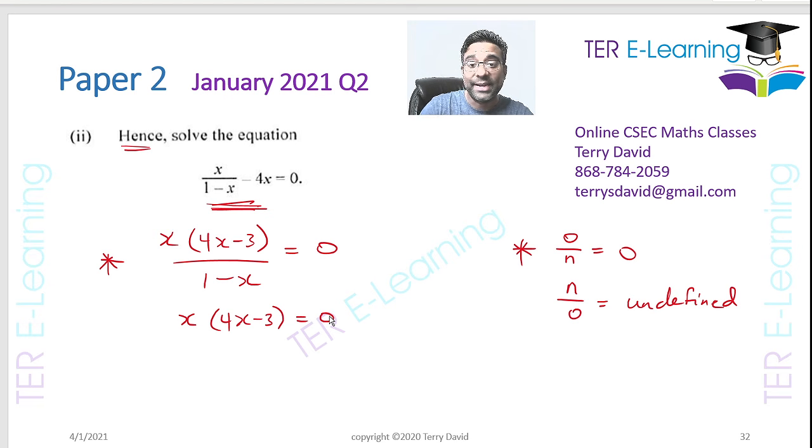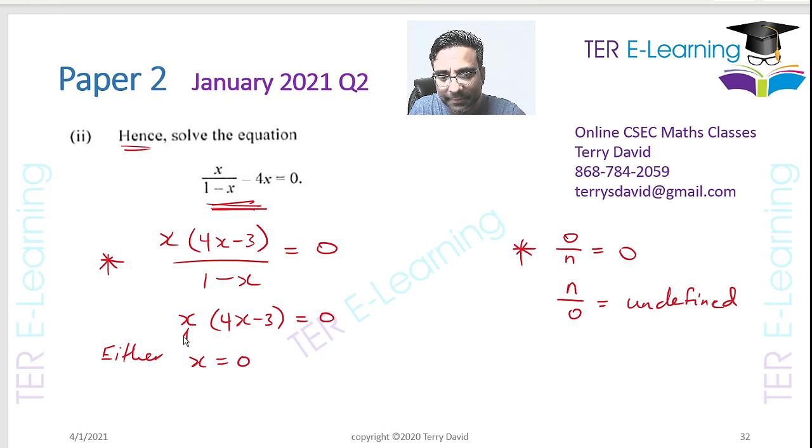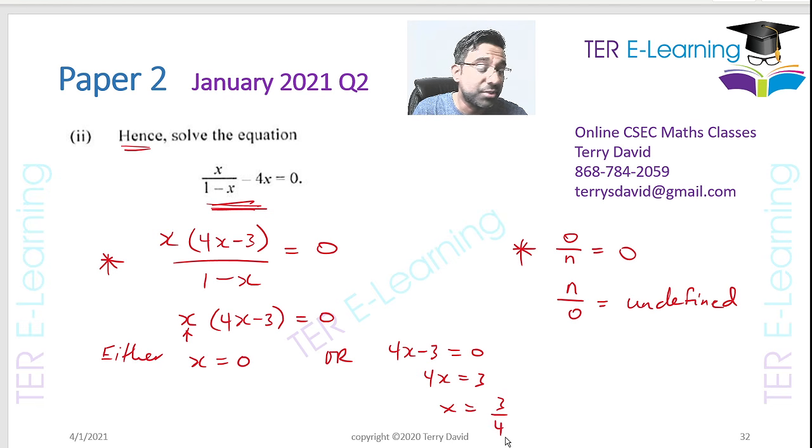And as it is right now, this is actually a quadratic equation. So we can say either x is equal to 0, that's this first x here, or we have a second solution, which is 4x minus 3 is equal to 0. So 4x is equal to 3. And therefore x is equal to 3/4, right? So those are my two solutions here. x equals 0 and x is equal to 3/4.